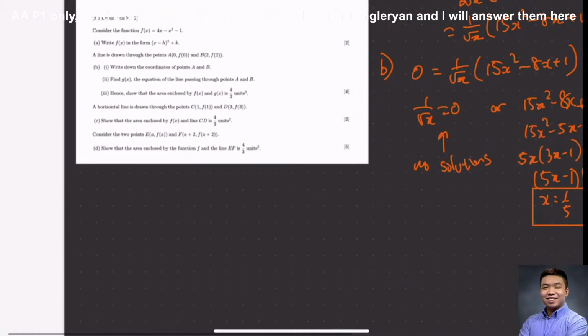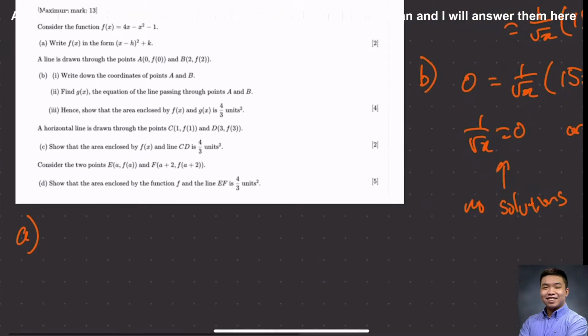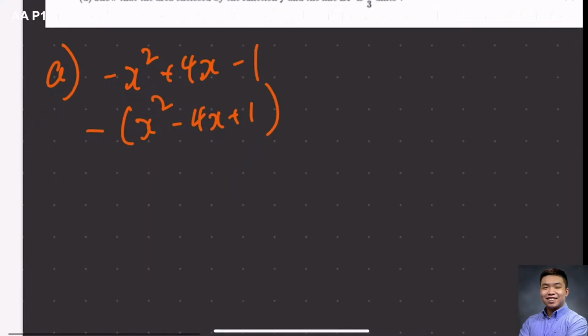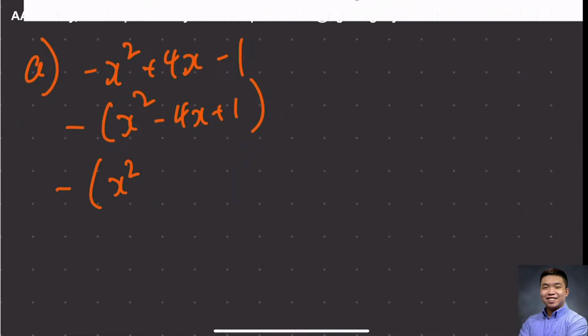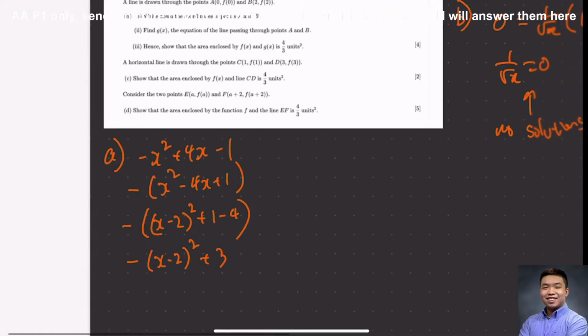Okay, now question 8a. For this, write the function in the form, so just complete the square. Very simple. Don't get baited: rewrite everything in the nice format first. Then take out the negative, so negative 4x plus 1. Then we would have negative, (x minus 2) squared, plus 1 minus 4. So it's going to be negative (x minus 2) squared, minus 3 plus 3.